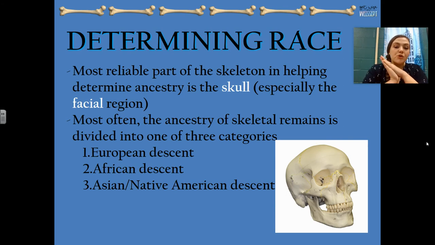All right, so the most reliable part of the skeleton in helping determine ancestry is the skull, especially the facial region. Most often the ancestry of skeletal remains is divided into one of three categories: European descent, African descent, Asian or Native American descent. That's really the only three categories. Obviously if a person is mixed, in like two categories, it's going to be a lot harder to identify them. If they're out of these three categories, then again, a little harder. So these are the three main categories. It's really all we can do by race, just narrowing them into those categories.